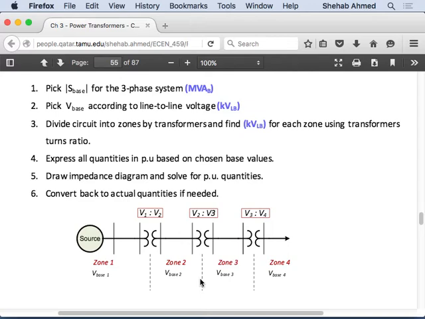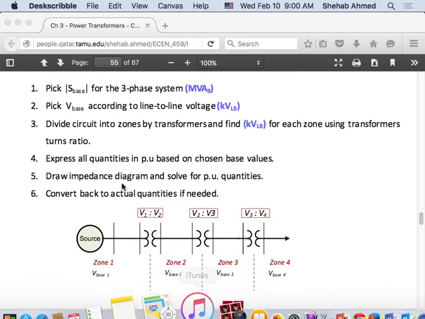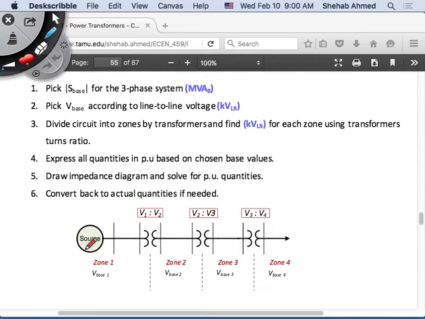Then you need to draw your impedance diagram, which is another fancy name for the per unit single phase equivalent circuit. You can draw the impedance diagram right now, but you cannot put in values yet. So what does the impedance diagram for this look like?